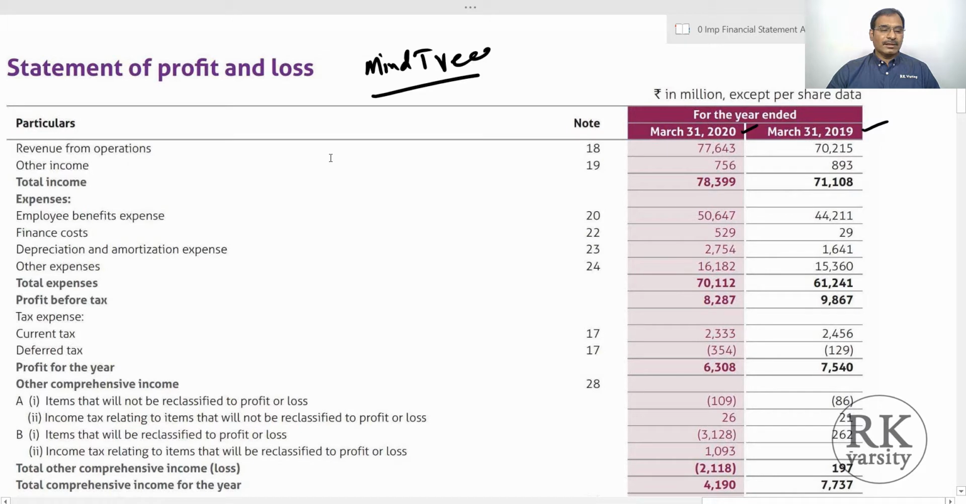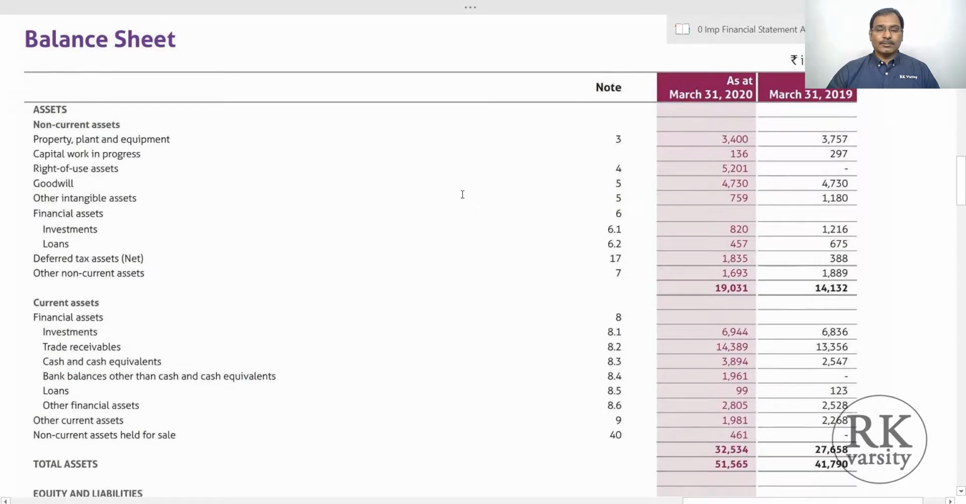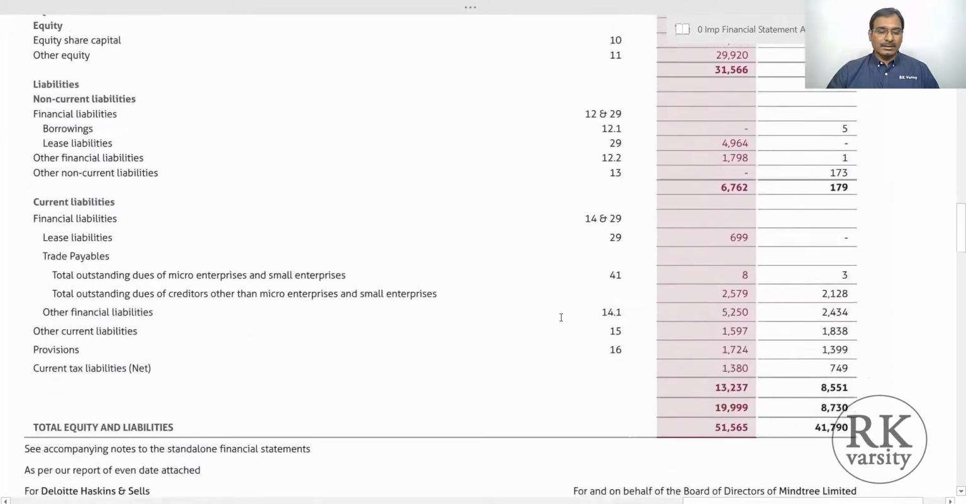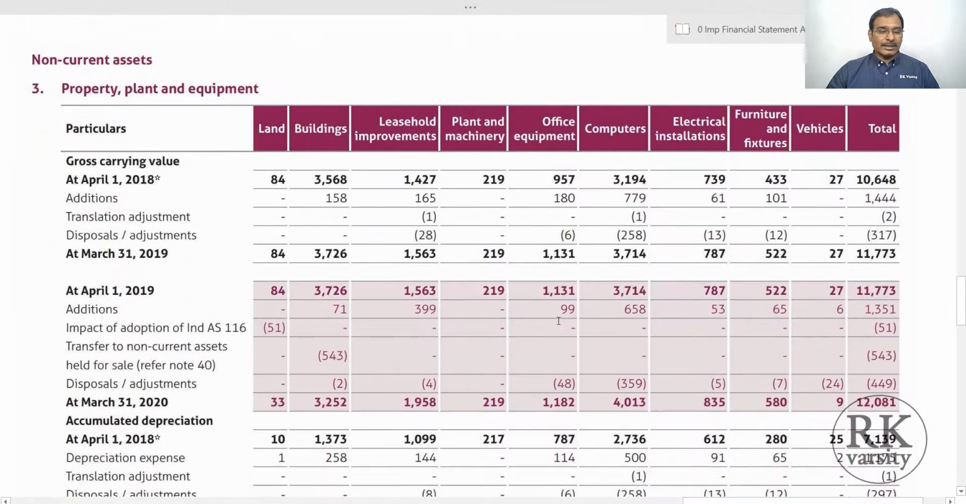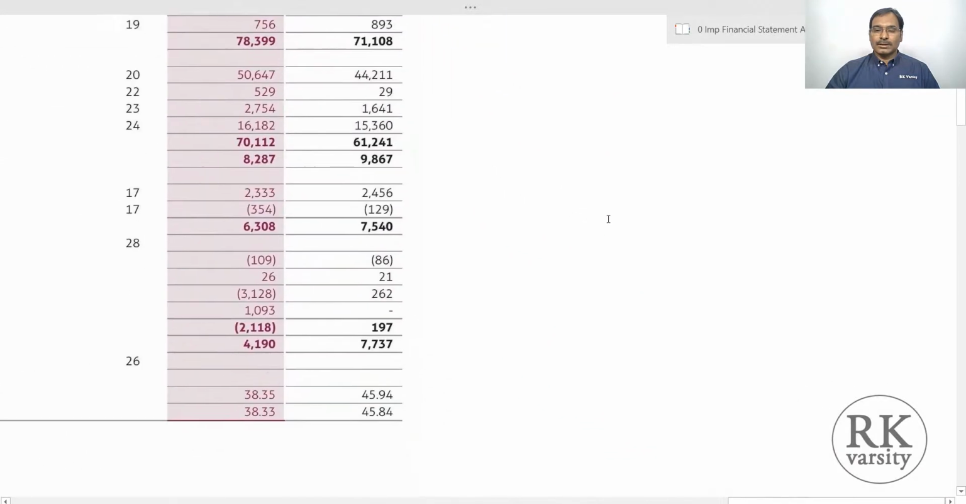As usual, we take revenue from operations only. So here revenue from operations, then we consider from the balance sheet property, plant and equipment. So here are the property, plant and equipment: 3,400 million and 3,757 million. And you can see the property, plant and equipment is in the form of land, buildings, leasehold property, plant and machinery, office equipment, computers, electrical installations, furniture and fixtures, vehicles. So now we will calculate the ratio for the 2 years.